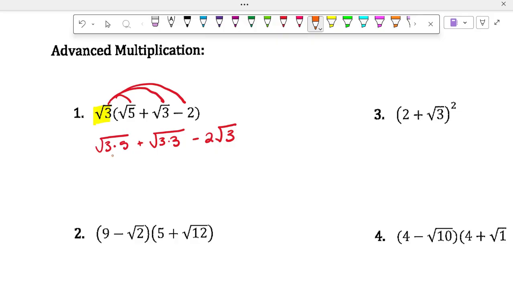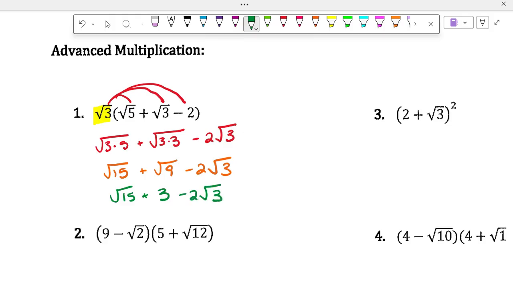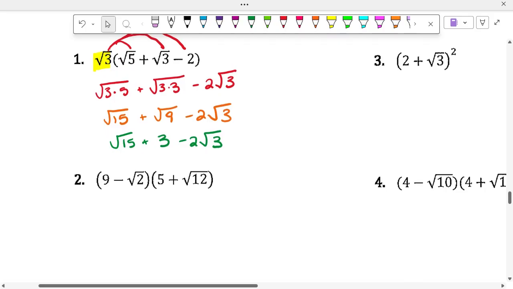So let's do some simplifying. 3 times 5? 15. Could I break down 15 anymore? No. 3 times 3, that's the square root of 9, minus 2 square root 3. Now, is there anything else I can simplify in there? Yeah, the square root of 9. So this will be square root 15 plus what? 3 minus 2 square root 3. Now, square root of 15 won't simplify anymore. Square root of 3 won't simplify anymore, so we can't combine any like terms, so we're pretty much done.